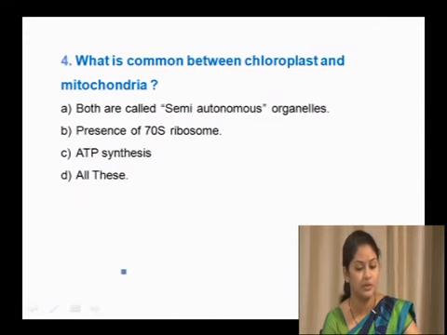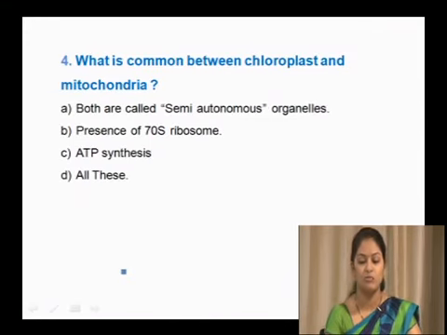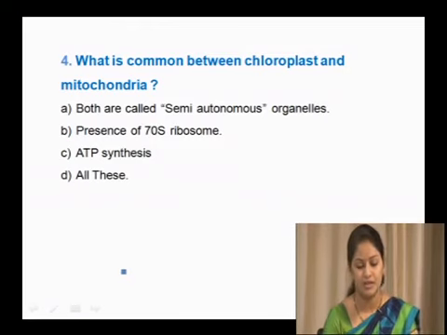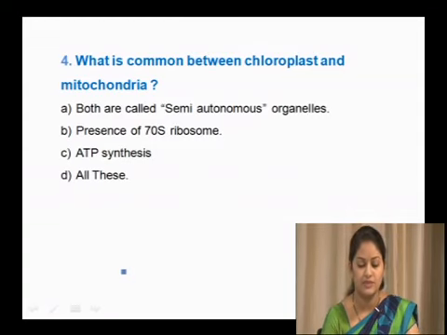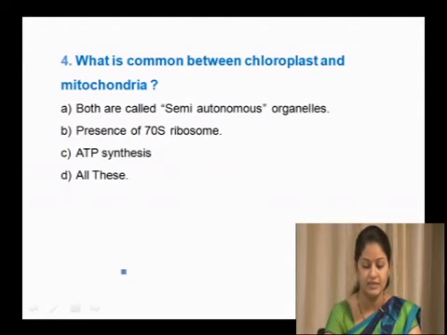Moving on to fourth question. What is common between chloroplast and mitochondria? Options come here. A, both are semi-autonomous organelles. B, presence of 70S ribosome. C, ATP synthesis. D, all these.